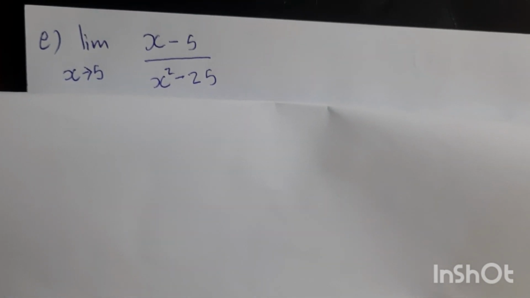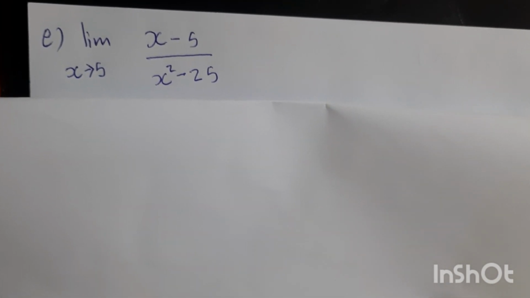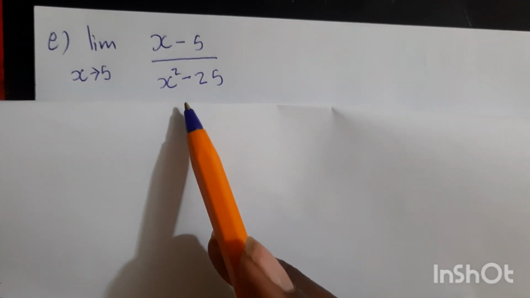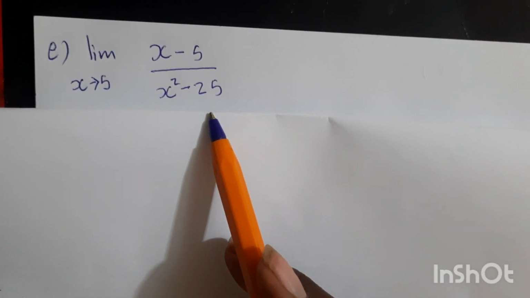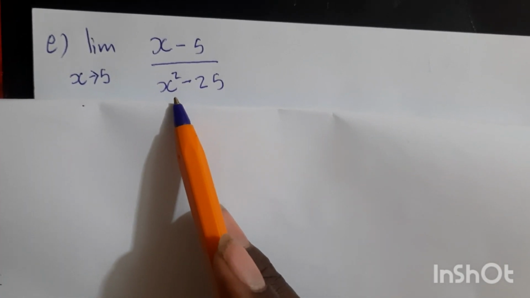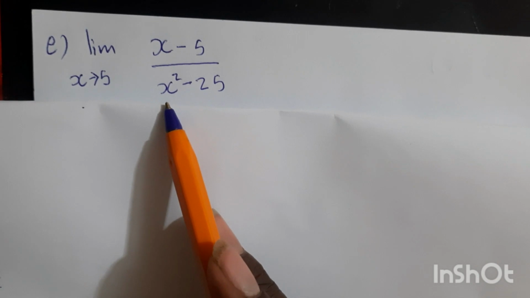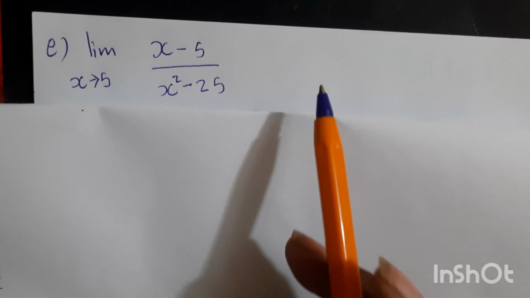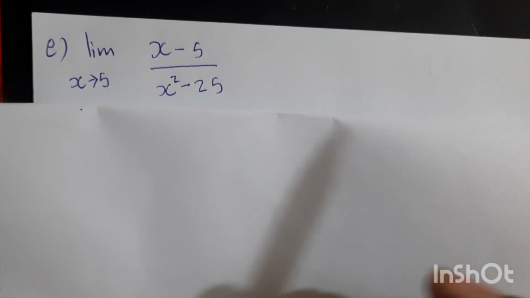So for E, we have the limit of x to 5 of x minus 5 over x squared minus 25. So we cannot replace directly, because if we do, we're going to have 5 squared minus 25. That will give us 0. And when you have a 0 in the denominator, everything is undefined.